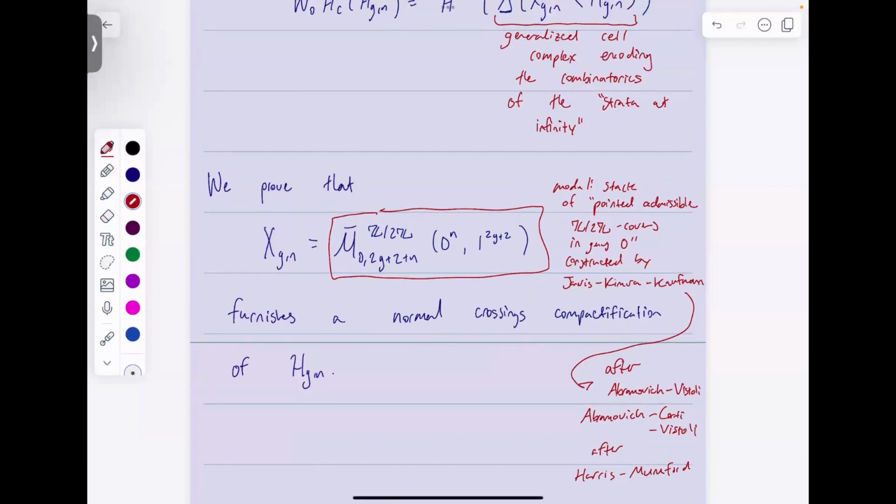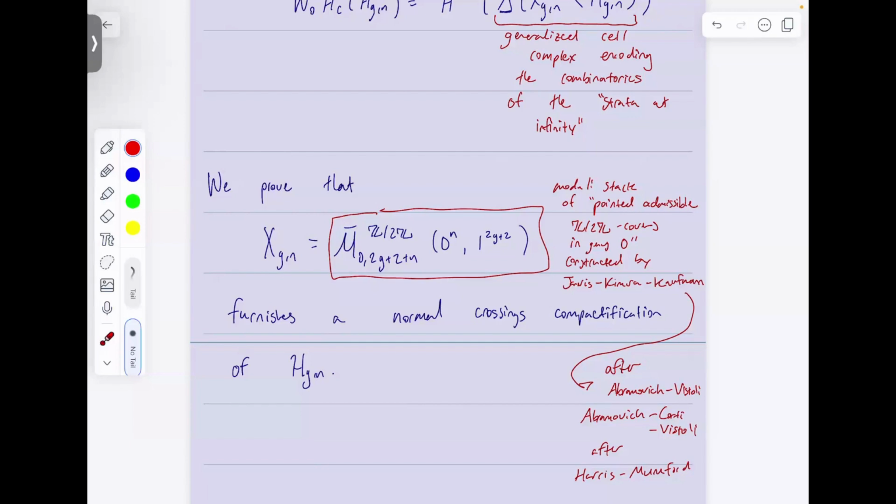So maybe let me try to explain the intuition. The point is, what is HGN? It's a moduli space of double covers of P1, which happen to have genus G and marked points on them. And we can compactify this moduli space by allowing the source and target to degenerate simultaneously. And that's exactly what this moduli space provides.